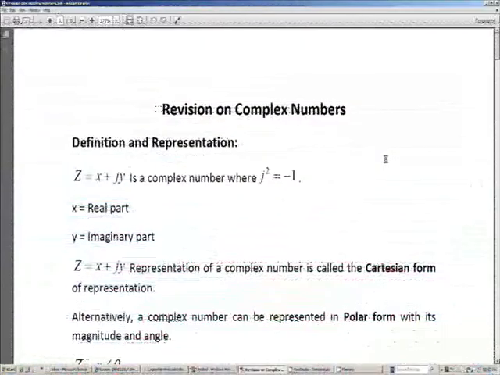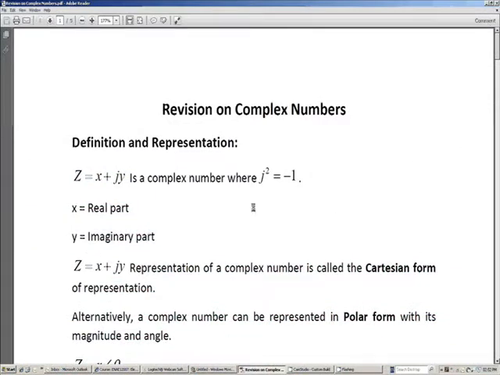So we'll change over to the screen capture mode and then explain using the short document that I have made on complex numbers. Okay, so let's start.